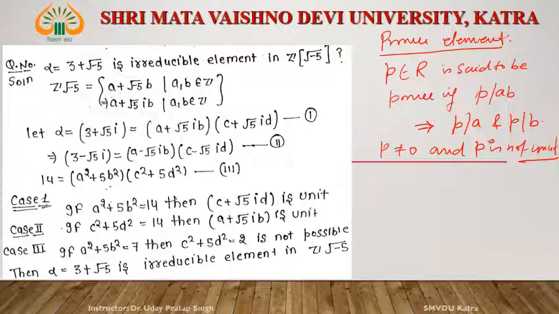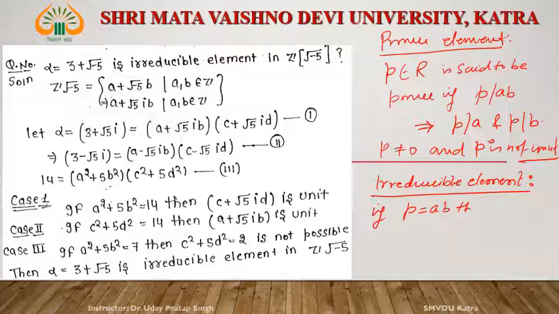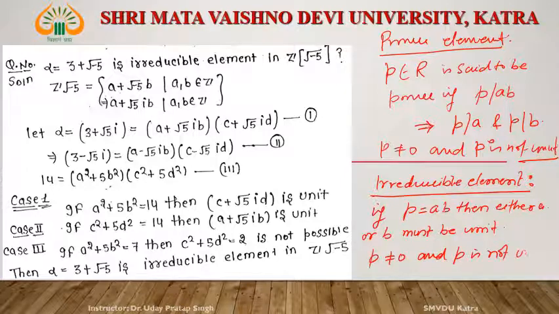And what is an irreducible element? For an irreducible element, if P equals AB, then either A or B must be a unit. And of course P does not equal 0 and P is not a unit.